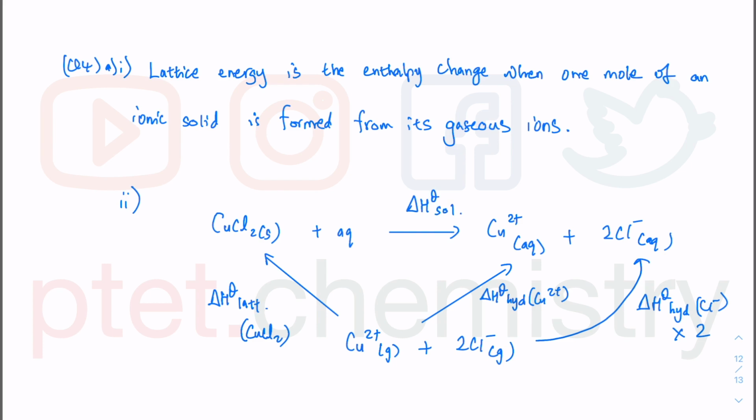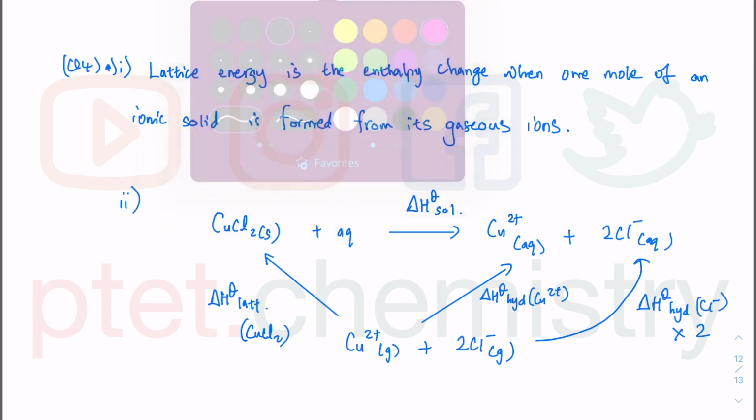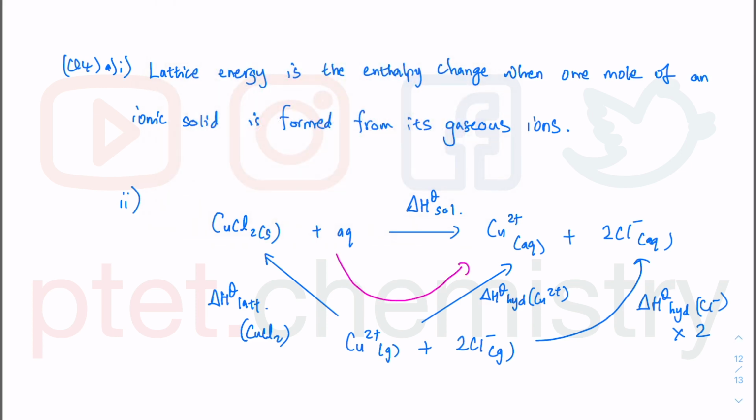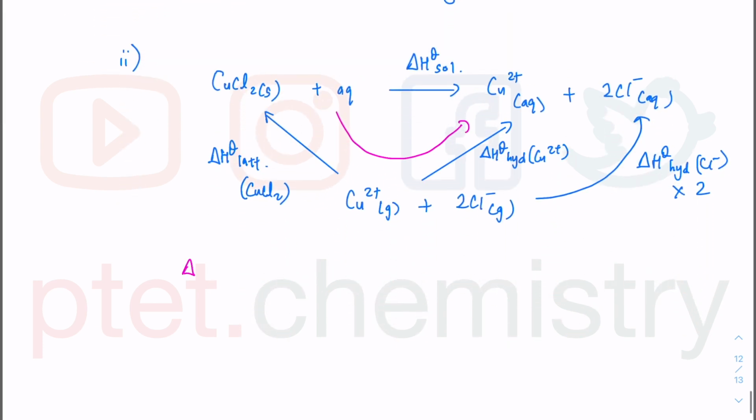Apart from lattice enthalpy, the rest of these are all AS level definitions from your chemical energetics topic. In terms of using this Hess cycle going this way, enthalpy change of a reaction is independent of the path you take, as long as you start from the same point and end up at the same point. So the enthalpy of solution is going to be minus the lattice enthalpy of formation plus the hydration of Cu2 plus plus 2 times the hydration of Cl minus. There's the Hess cycle there. Now I just need to put in the values.